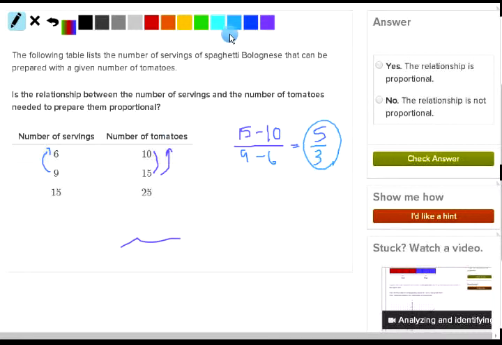I have to pick two other numbers. The only other two numbers I can pick, well, there's different ways. I'm going to go down here. I'm going to pick 25 and 15.